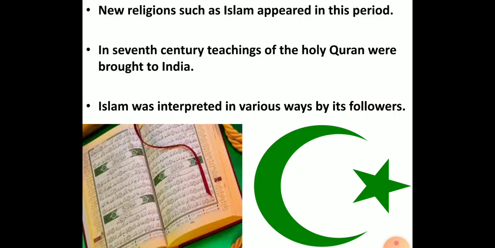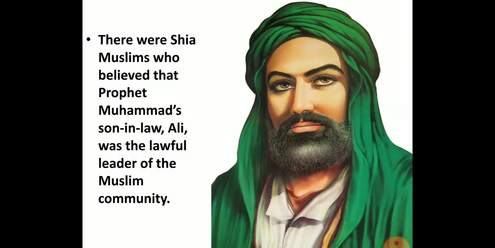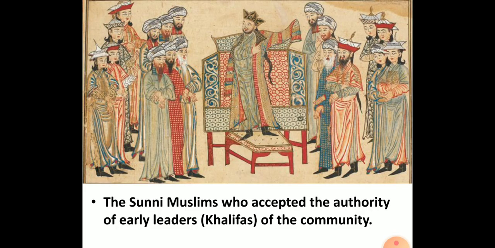New religions also appeared in this period. In the 7th century, the teachings of the Holy Quran were brought to India. Islam was interpreted in various ways by its followers. There were Shia Muslims who believed that Prophet Muhammad's son-in-law Ali was the lawful leader of the Muslim community, and the Sunni Muslims were also there who accepted the authority of early leaders, the Khalifas of the community.